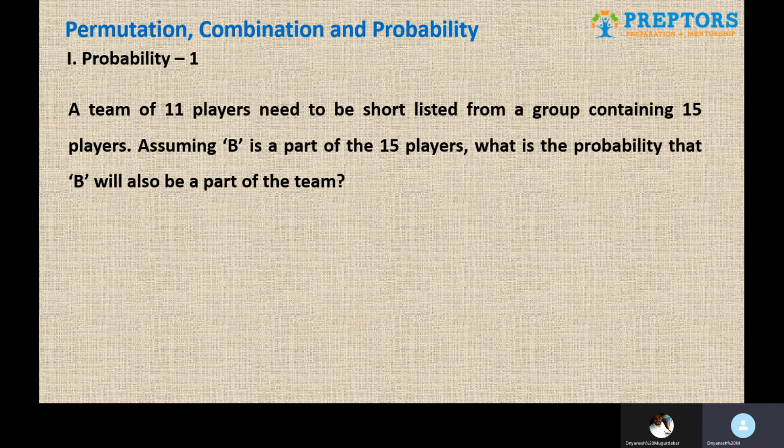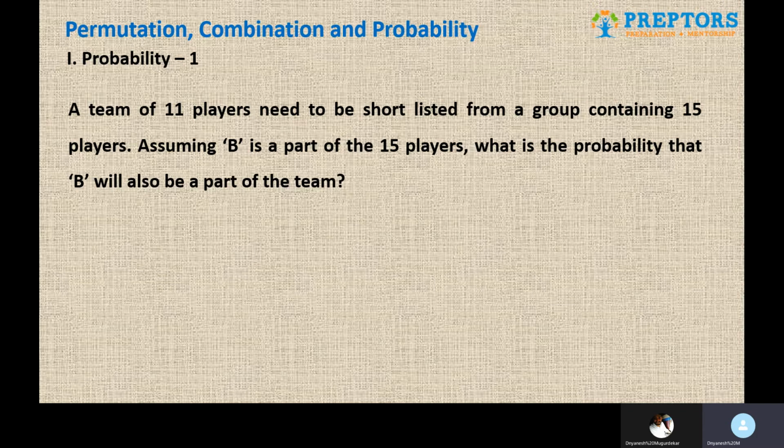The next one: a team of 11 players needs to be shortlisted from a group of 15 players. Assuming B is part of the 15 players, what is the probability that B is also part of the team? So 11 players have to be selected out of 15. So 15C11 becomes your sample space, but you are not going to do that, you know already. You are going to use 15C4 for the mathematical ease of calculation.